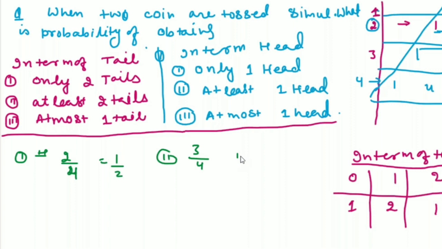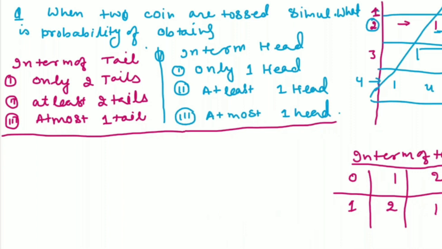Next one is what? The third one says at most 1 head. What is the meaning of at most, my friend? It means maximum 1 head, sir. Maximum 1 head. So the minimum will be how much? The minimum will always be 0. 1 will be done in how many ways? 2 ways. 0 will be done in how many ways? 1 way. So what should I write on the top? This will be 3 out of 4.